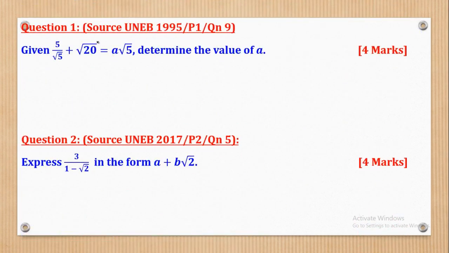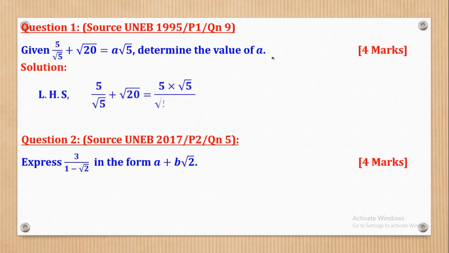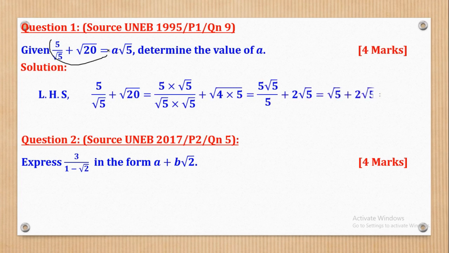So with that, let's go through some of the questions. Question 1 came from UNEB 1995, paper 1, question 9, and says, given this is equal to this, determine the value of a. So we are going to first deal with the left hand side. So left hand side is this, so come and write it. Then you remember that here the surd is in the denominator, so I have to rationalize in this form.